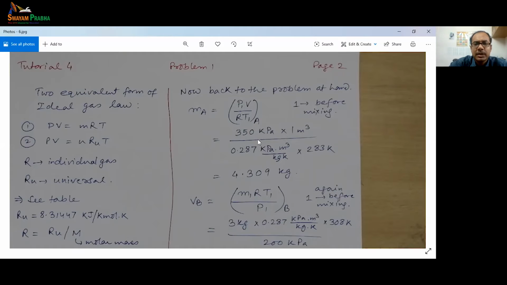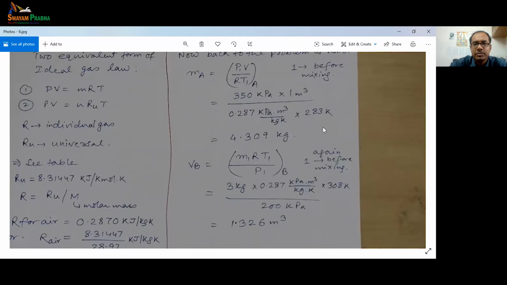So that will help us eliminate these different units, like meter cube here, meter cube there, kilopascal here, kilopascal there. Okay, so the mass of tank A can be found from all these numbers, and this 283 Kelvin is coming from 10 degrees centigrade, right? We are just adding 273 to the degree centigrade value to obtain the absolute scale value. Okay, this you know. So now you perform this algebra and you find that the mass in the first tank, tank A, is 4.309 kg.